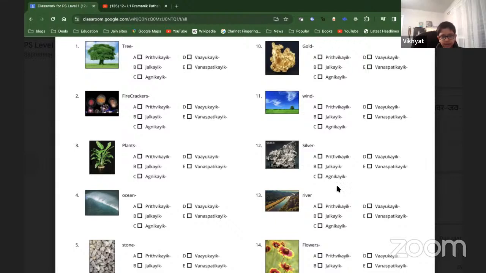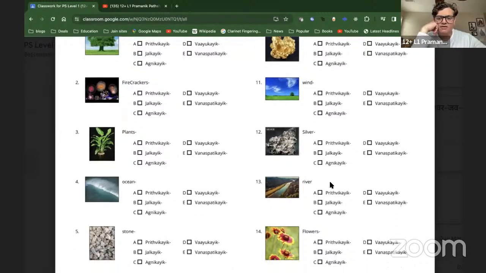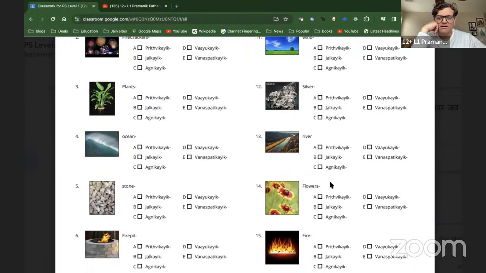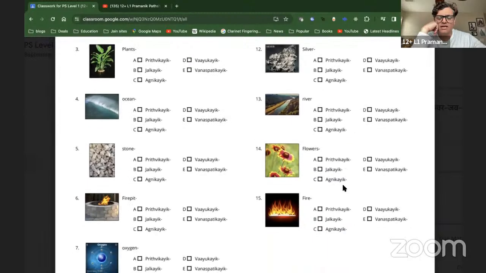Vanaspati is plants. Vayu is air. Prithvi is earth. And Jal is water. Agni is fire. Make sense? Okay. Next question. River. What is river, Vikhyat? River is Jal. Very nice. So it is Jal Kaik. How do you say it? Jal Kaik.